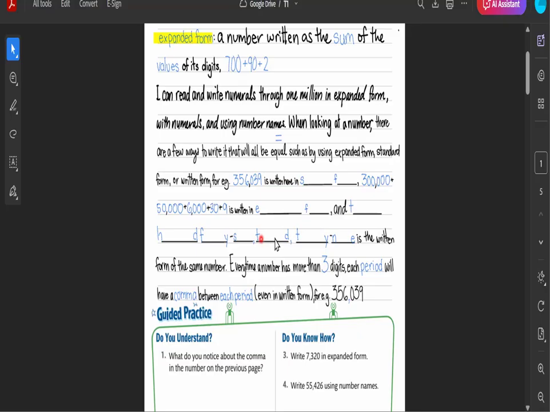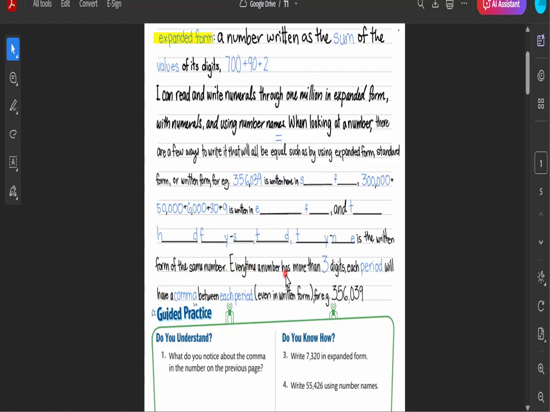And 356,039, so here we have 356,039 written in the form of the same number. So here, this is the word form of that number. So you can go ahead and fill in the blanks if you have printed this out. If you haven't printed it out and you're just following along with the video, that's fine as well.